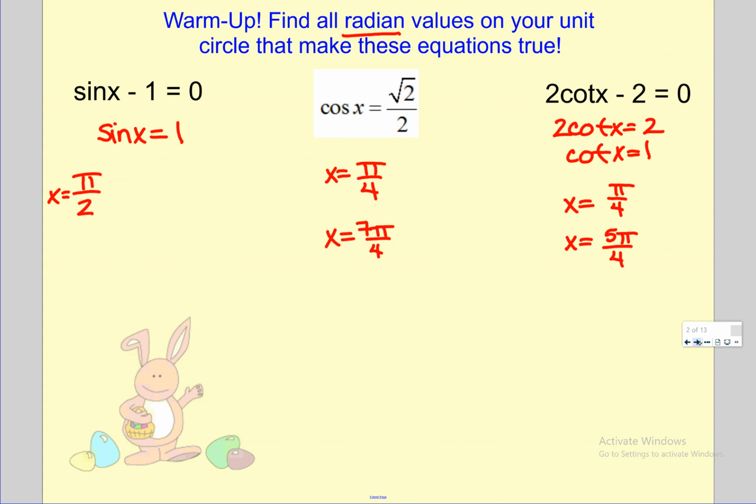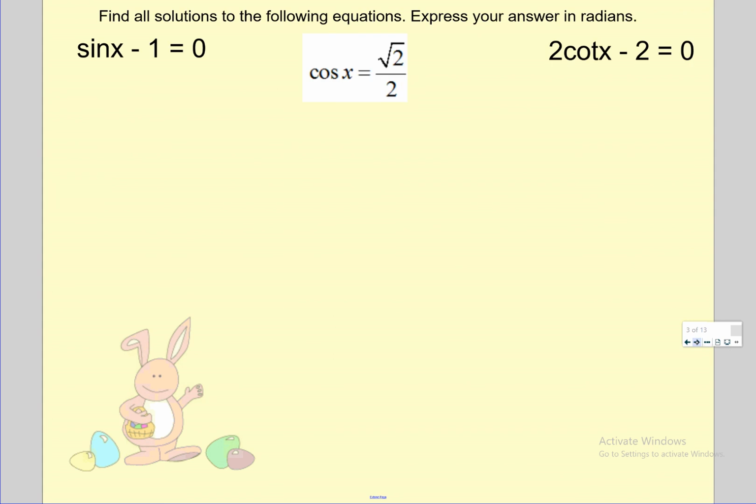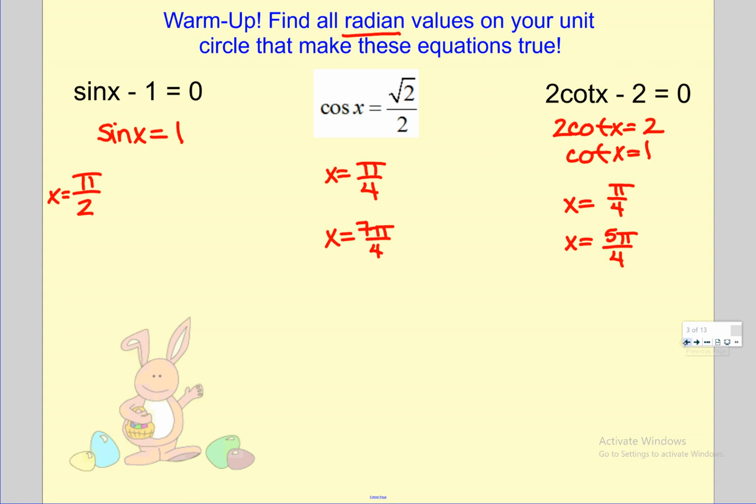Now, your slide doesn't have this information at the top. Your slide has this information at the top, right? It says find all solutions to the following equations. The fact that it says all solutions means there are more solutions than just what's on our unit circle. So because of that, we're going to add a little extra to this, okay?